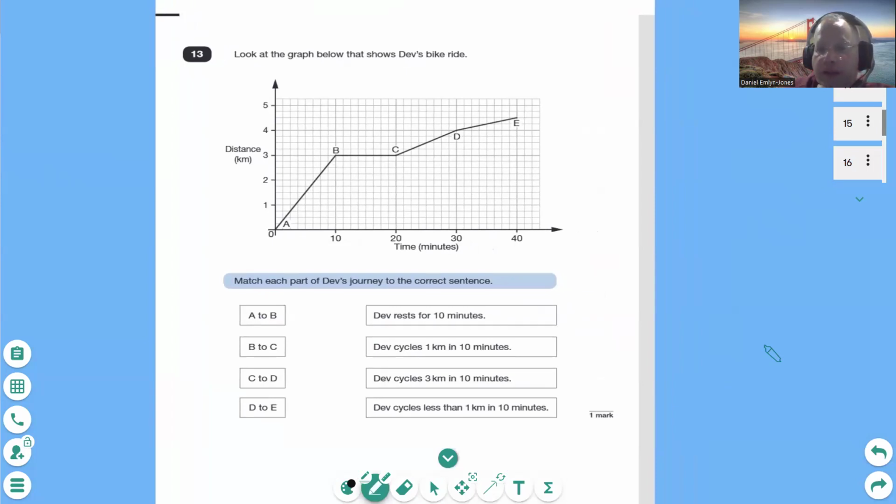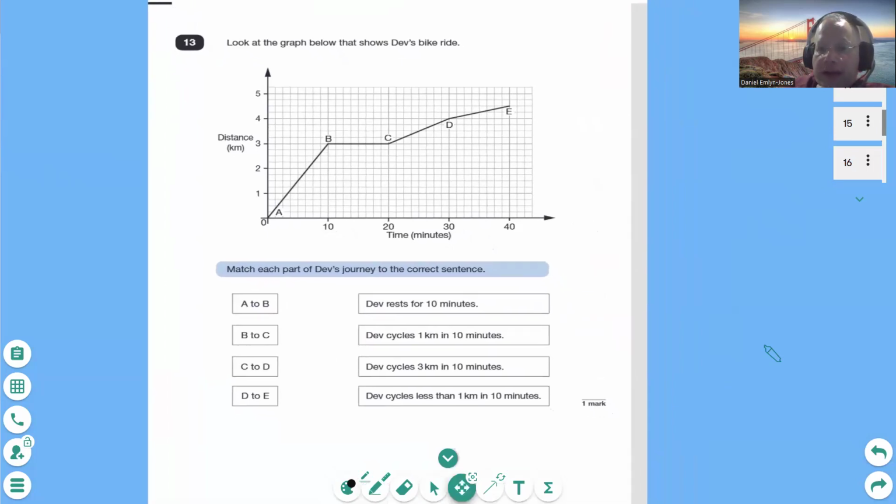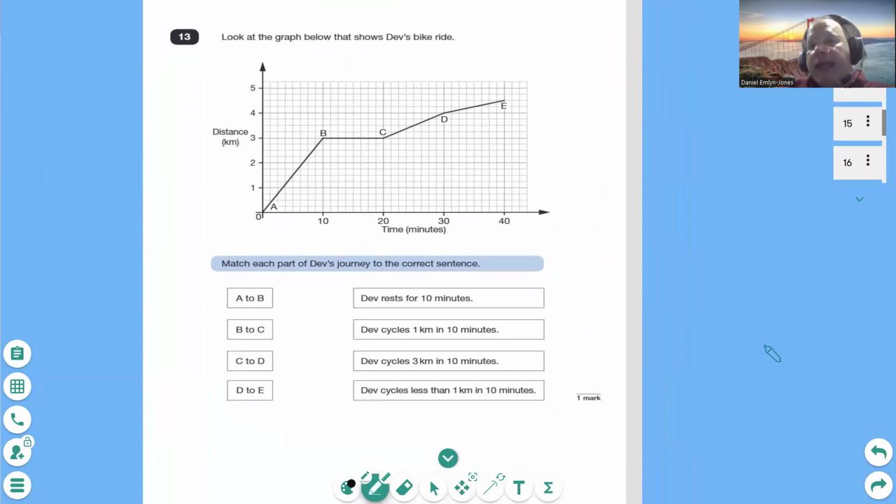Next. Look at the graph below that shows Dev's bike ride. Match each part of Dev's journey to the correct sentence. So just look very carefully when you see graphs. Distance in kilometers, that's how far. Is it a she? I think Dev is a female name, so I'll call her she. Has gone. And time in minutes.